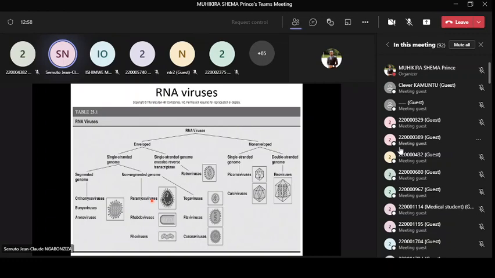So we have paramyxoviruses, all non-segmented, where we see measles, mumps, and so on, and parainfluenza. We have rhabdoviruses, the rabies-causing viruses, and filoviruses, the Ebola and Marburg virus types. Then, for non-segmented genome, we have other categories: togaviruses, flaviviruses, and coronaviruses. You see that corona here is in the category enveloped, single-stranded, non-segmented genome. Negative polarity, positive polarity.